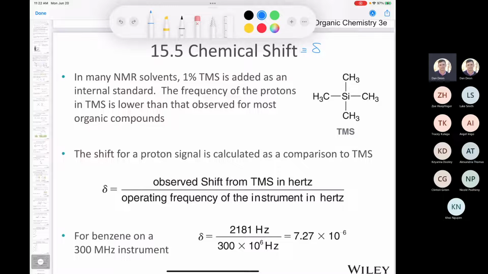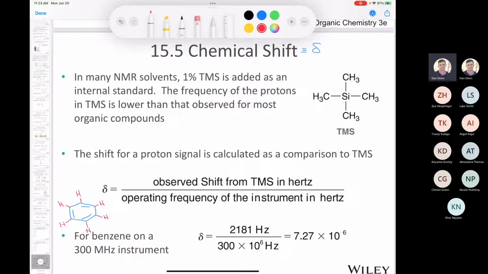Okay, so let's say you are running a proton NMR spectrum on benzene in a 300 megahertz instrument. If we draw the structure of benzene, there are 6 protons, and all 6 of these protons are chemically equivalent. They're all homotopic, they're all identical, there are multiple planes of symmetry in the molecule. So we have one type of proton in this molecule.